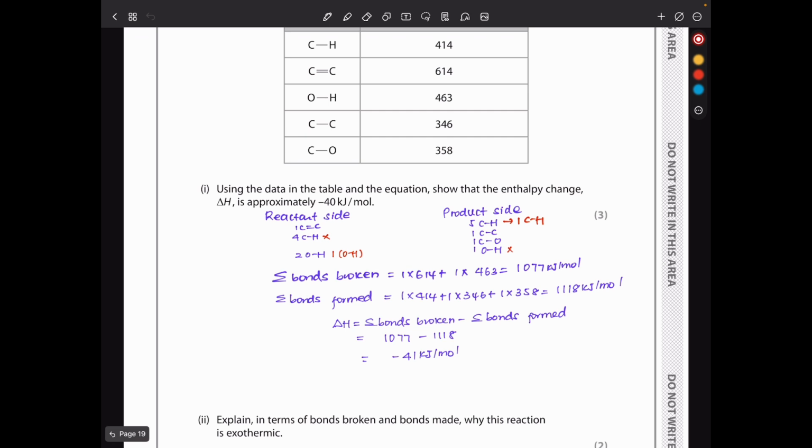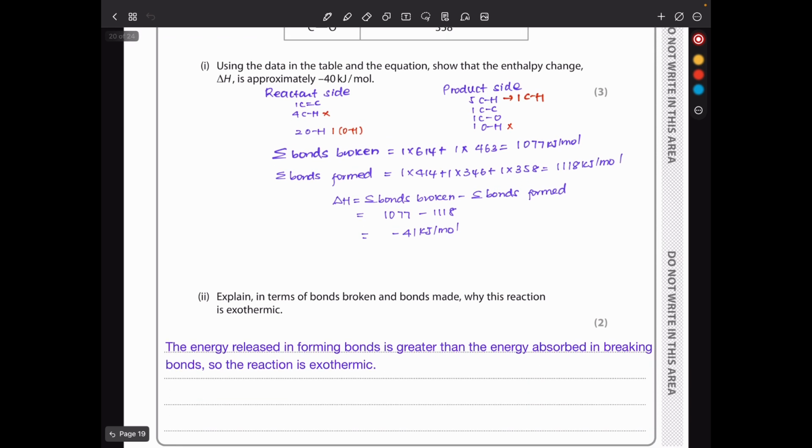So this is going to be 1 times the carbon-carbon double plus 1 times the oxygen-hydrogen, giving us that. Then for the product side, we're going to have 1 times the carbon-hydrogen, which is that, plus 1 times the carbon-carbon single bond, which is that, plus 1 times the carbon-oxygen single bond, which is that. And then when we added, I got 1118 kilojoules per mole, here 1077 kilojoules per mole. The enthalpy change should be the summation of bonds broken minus the summation of bonds formed, giving us that minus that, and I got negative 41 kilojoules per mole, which is approximately negative 40 kilojoules per mole.